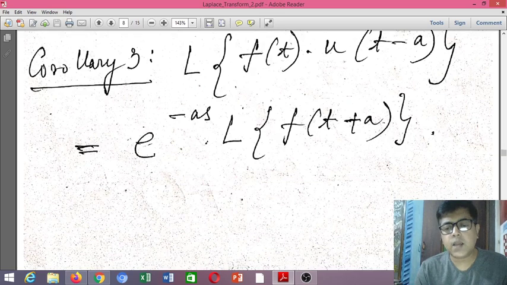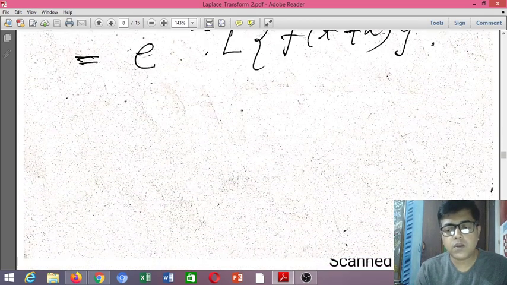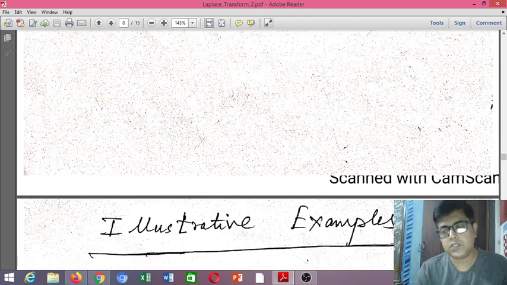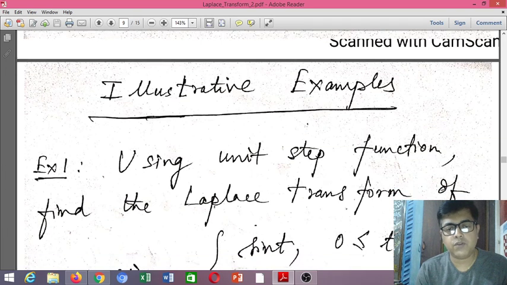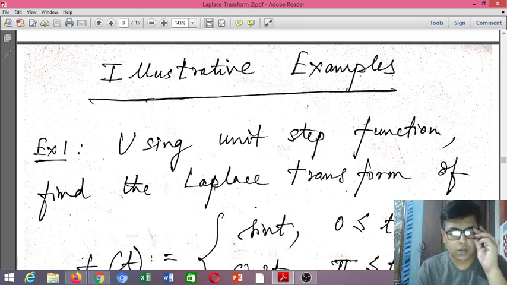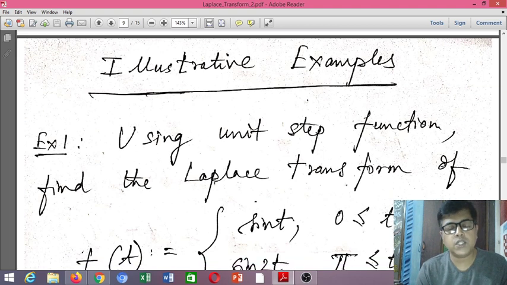Okay, now let's come to some illustrative examples of today's class. We have done three things in this class. We have first defined what is a unit step function. Then we have found out the Laplace transform of the unit step function. Then we have defined how a function having points of discontinuities can be represented in the form of unit step functions. And then we discussed the most important property of the Laplace transform, the second shifting theorem, and stated the three very important corollaries based on that.